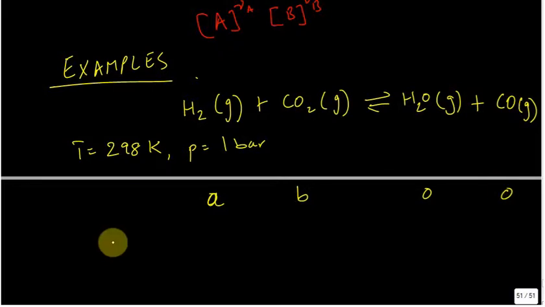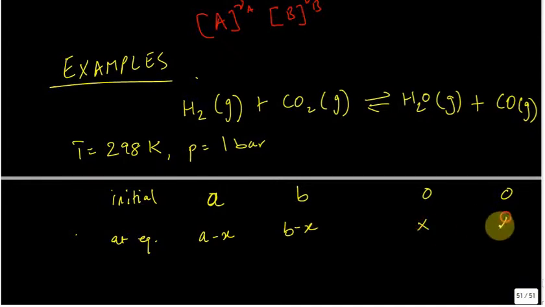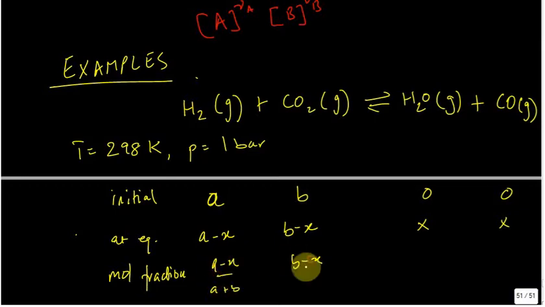At equilibrium, the number of moles would be A minus X, B minus X, and X and X for the products. The stoichiometries are 1 for all of them, so it's easy. And then my mole fractions: the total number of moles is A plus B, you just add it up. So that's A minus X over A plus B, B minus X over A plus B, X over A plus B, X over A plus B.